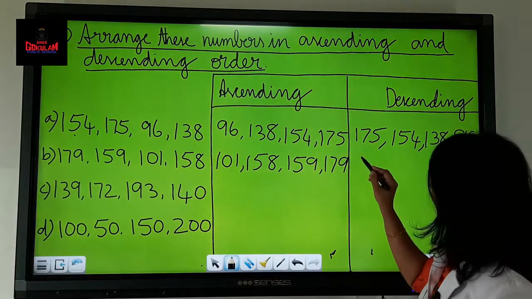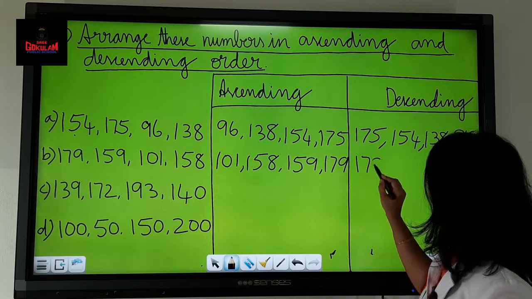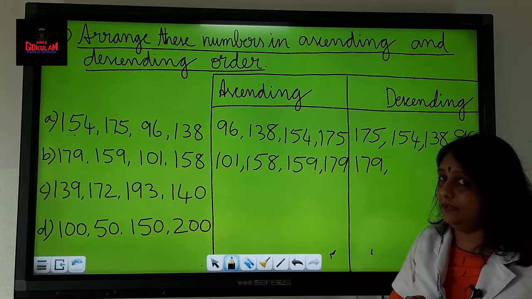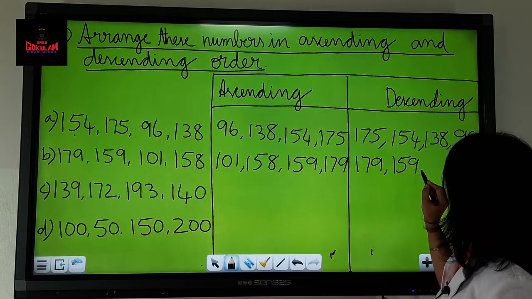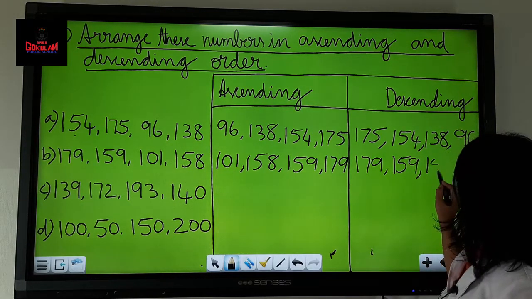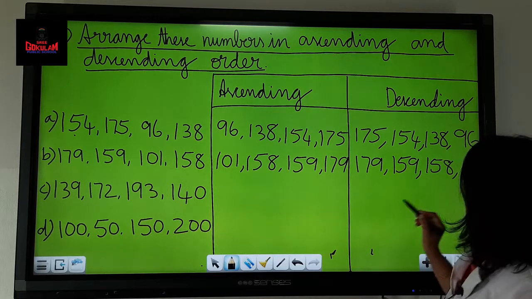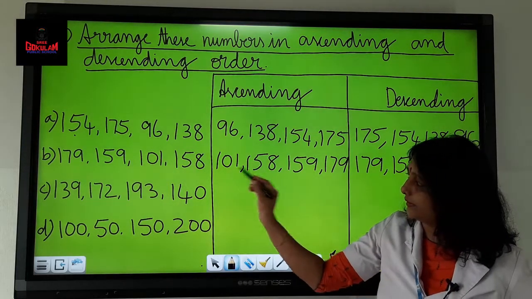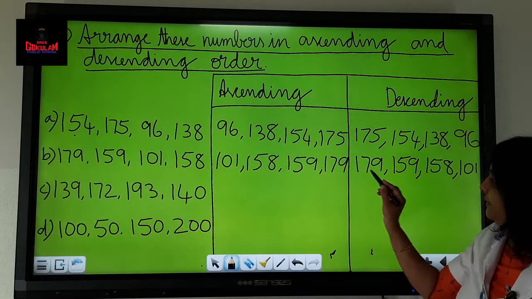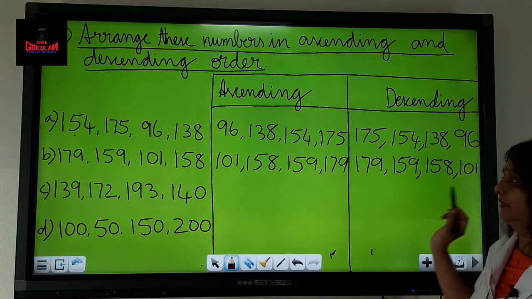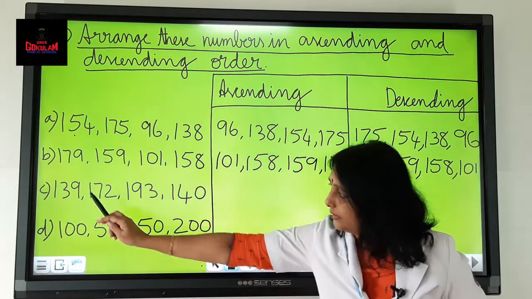Let us arrange the same numbers in descending order. The greatest number is 179. Then the smaller one is 159. Then comes 158. Finally, the smallest one, this 101. Greatest to smallest.